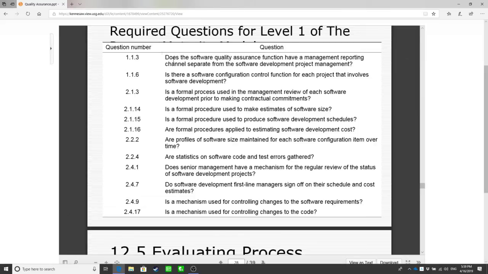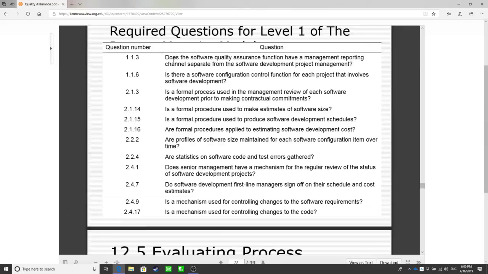So first, does the software quality assurance function have a management reporting channel separate from the software development project management? I believe most of the teams will fail on this first question. So that means, when you manage this team, quality has its own channel to report to you, right? Without maybe upsetting the development person, something like that.